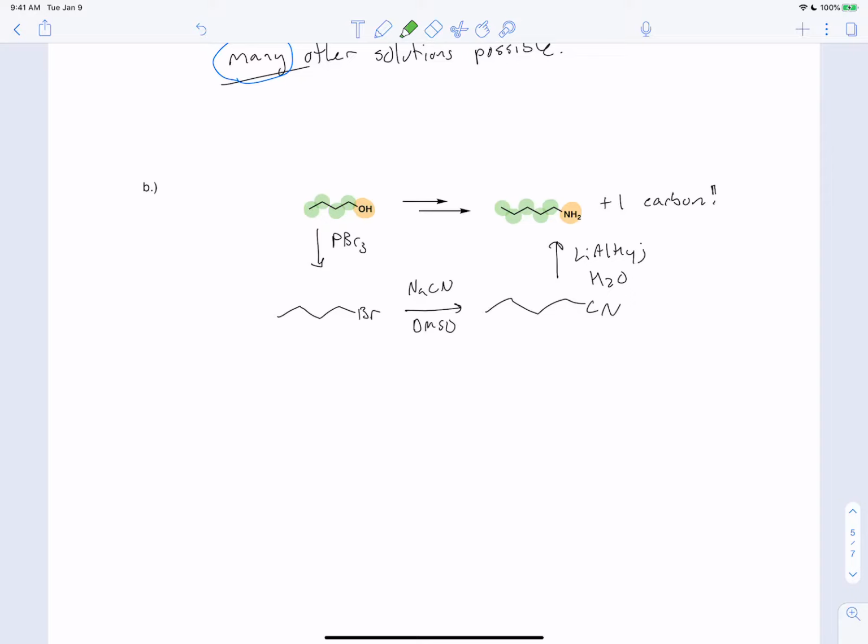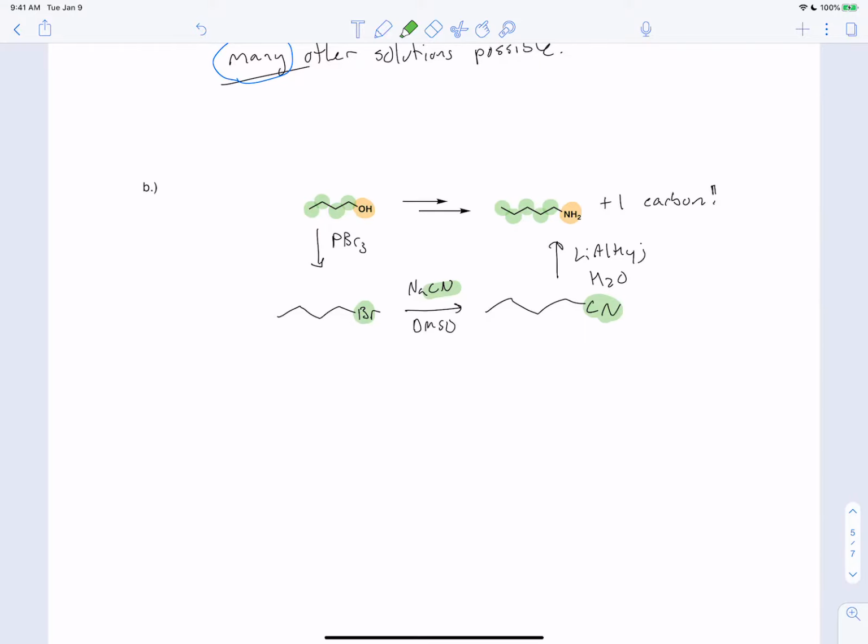Whenever we need to add a carbon unit, we should probably be adding sodium cyanide somewhere. This will both introduce a nitrogen and give us 1 more carbon unit at the same time. So we can use PBr3 to introduce the bromide. The bromide then gets displaced by cyanide, and lithium aluminum hydride gives us this product in 3 steps.